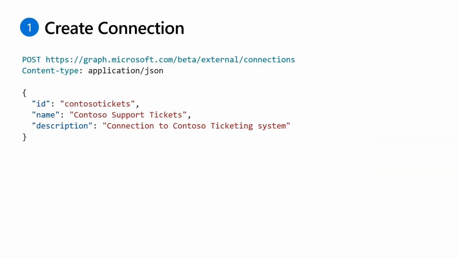The first call is simply the create connection call. Here I have highlighted the endpoint so you know where to find it. You simply pass it a connection ID, name, and description. The connection ID is something that we will reuse in later calls. And the name and description is something that will show up in the administrative UI.